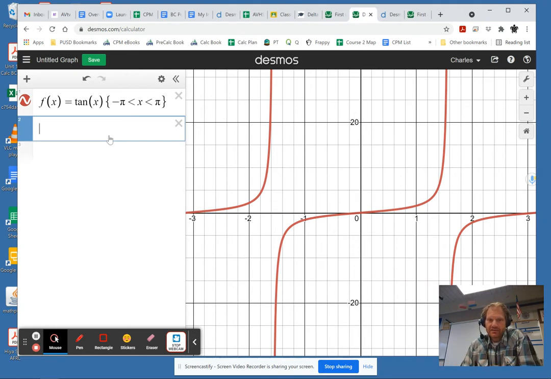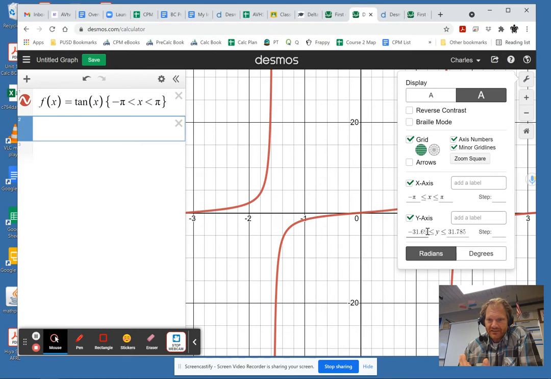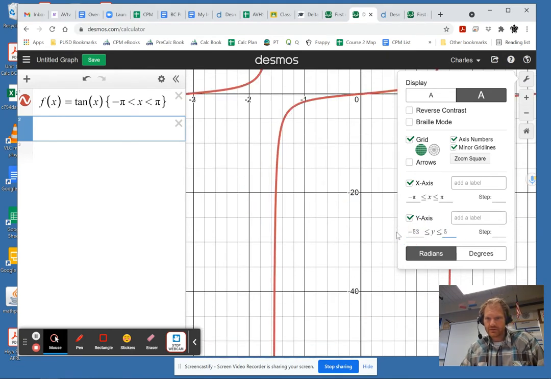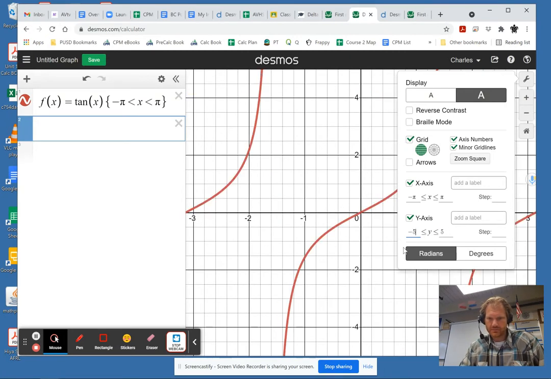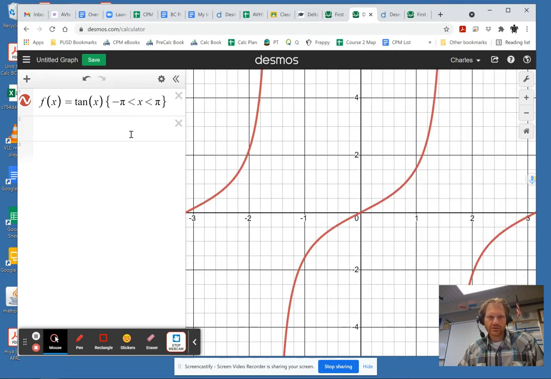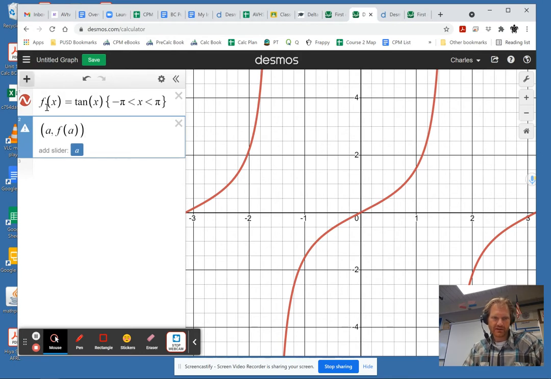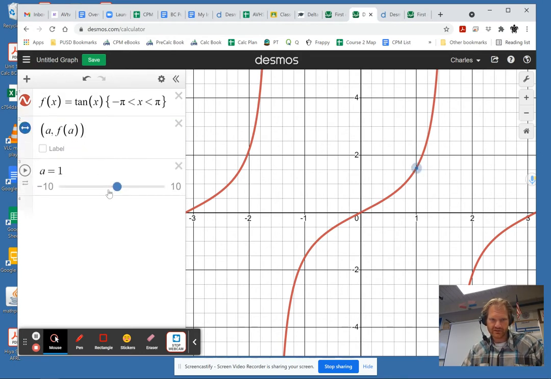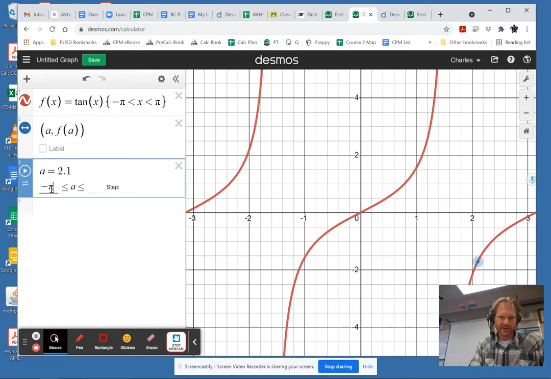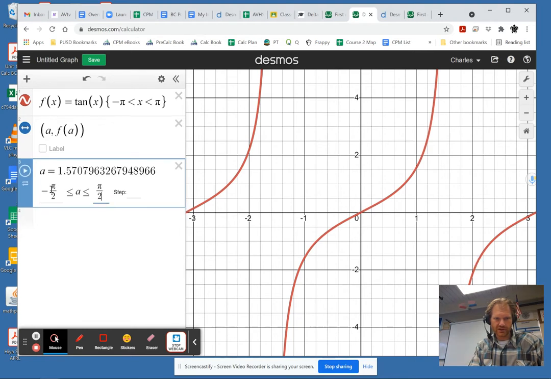Now the tangent line of any function is the line that hits that function at one point, and it is the same as the instantaneous rate of change. So let's see, what do I want to do? I can think of a point on that graph, a comma f of a, and I can put a slider in there and see I can move this around. Let's make the slider go from negative pi over 2 to pi over 2.